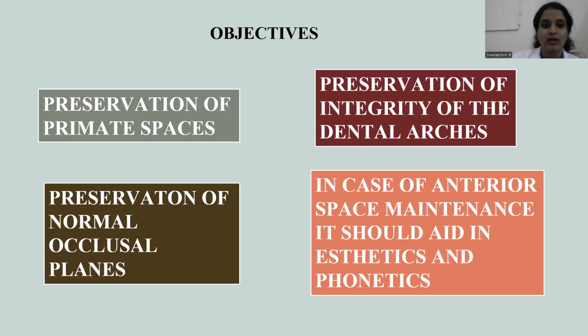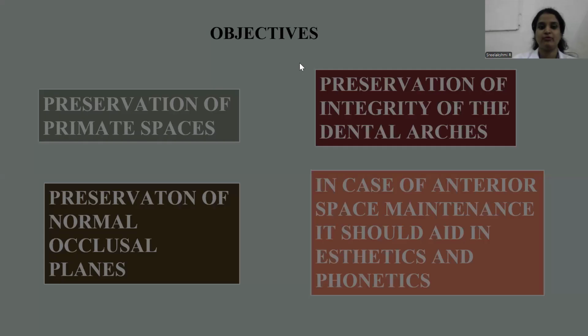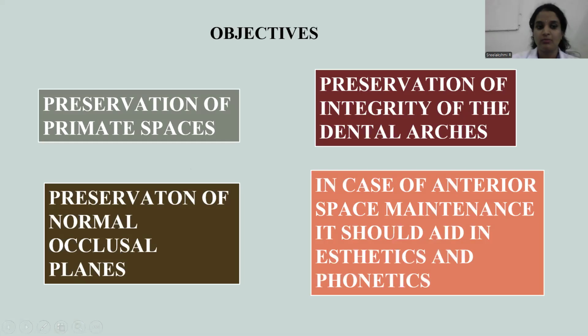So what are the objectives of space maintenance? Nothing but the preservation of primate space. Preservation of primate space is an ultimate requisite. Primate space can be seen in both upper and lower arches, but the position is different. In the upper arch, it is distal to the canine, and in the mandibular arch, it is mesial to the canine.